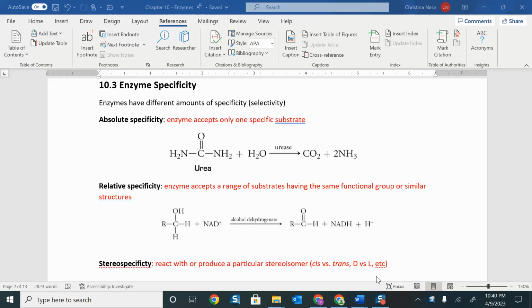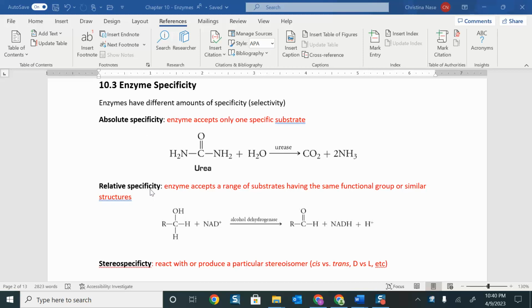Enzyme specificity, and there are three classifications. So specificity is really just selectivity, like how specific is each enzyme for a particular reactant or substrate. Absolute specificity means the enzyme accepts only one substrate. Something like urease only works on urea. That's it. So that's absolute specificity, only one specific substrate.